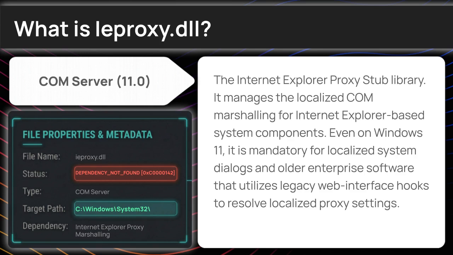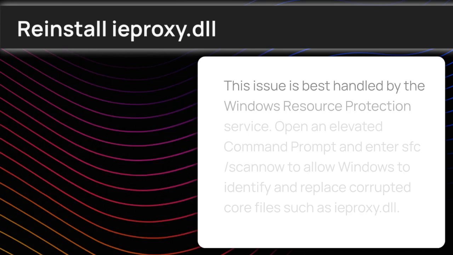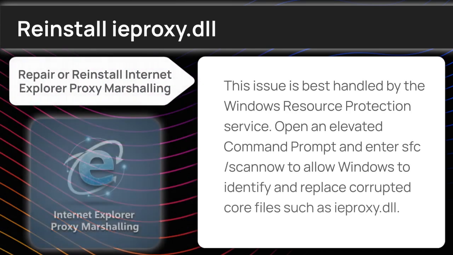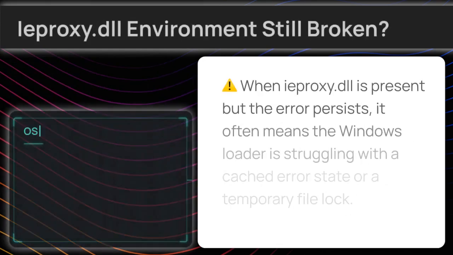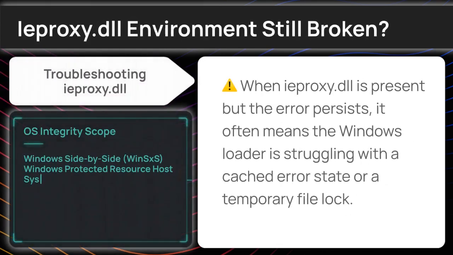Enough of the technical side. Let's get these files back onto your system. This issue is best handled by the Windows Resource Protection Service. Open an elevated command prompt and enter sfc /scannow to allow Windows to identify and replace corrupted core files, such as Ieproxy Library DLL.